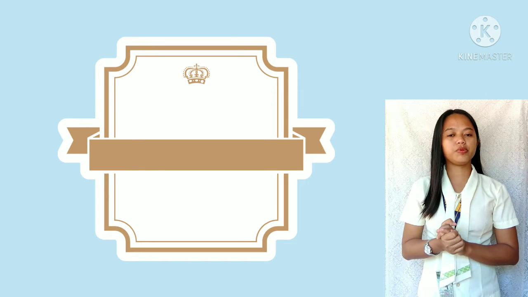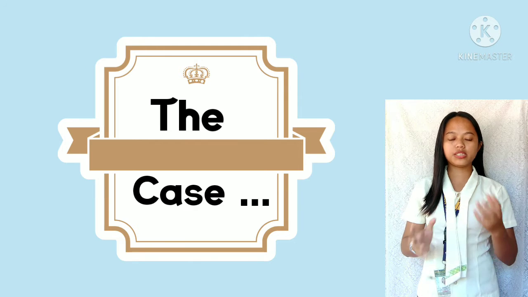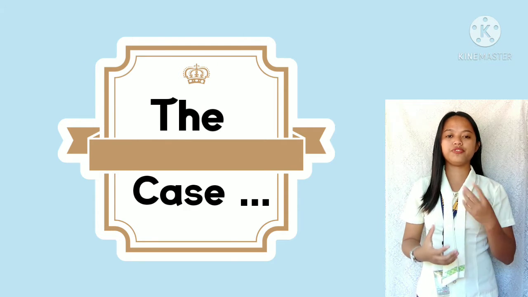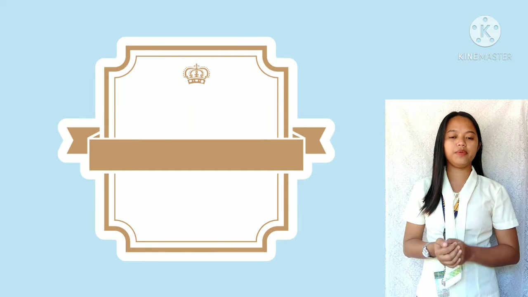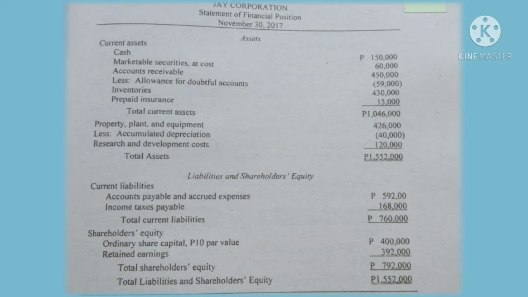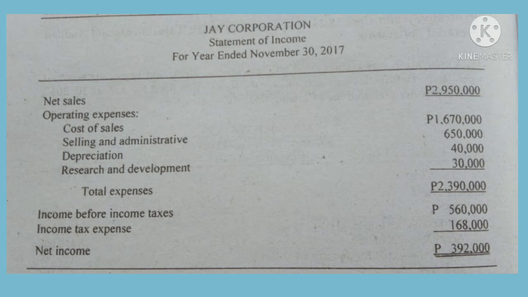The case is Jay's Corporation, which was incorporated on December 1, 2016 and began operations 1 week later. Before closing the books for the fiscal year ended November 30, 2017, Jay's controller prepared the following financial statements. Jay's Corporation is in the process of negotiating a loan for expansion purposes, and the bank has requested audited financial statements. During the course of the audit, the following additional information was obtained.